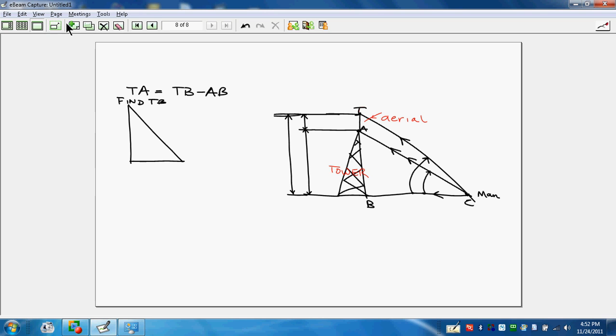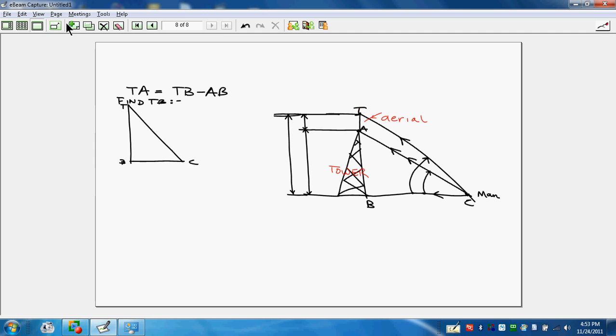Then we'll find AB, and when we subtract them, we'll get the height of the area. So we'll find TB first. And to find TB, I'm going to use the triangle TBC. That's the triangle I'm going to use.